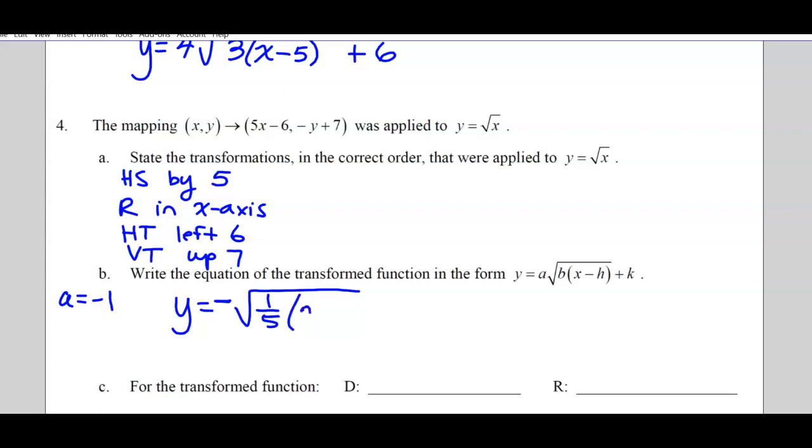Translation horizontally, so I do need brackets: x plus 6. Vertical 7 up, so plus 7 outside. Okay.